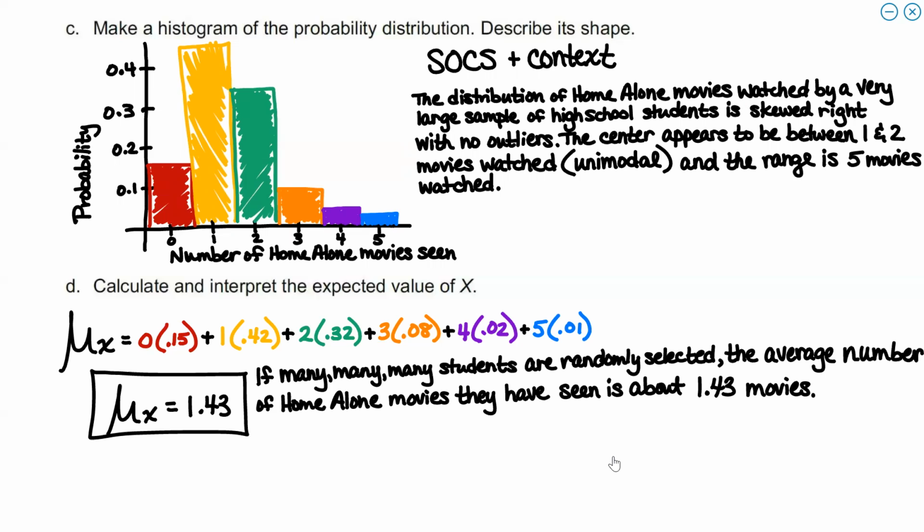You should get 1.43. That actually matches what I said up above, where I expected the center to be somewhere between 1 and 2. You almost can't get closer to exactly between 1 and 2. And then the interpretation of that: if many, many, many students are randomly selected, the average number of Home Alone movies they have seen is about 1.43.